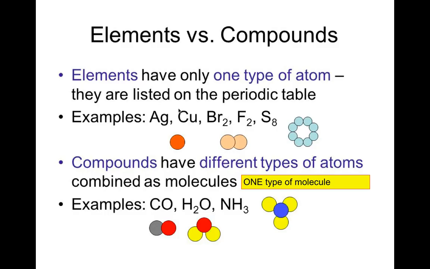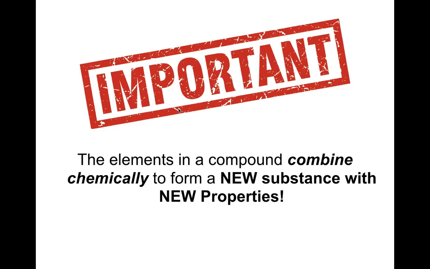Elements are called elements because they're made up of one type of atom. If I have a brick of gold, that brick of gold contains only gold atoms. Compounds are made up of one type of molecule. So even though it's two or more types of elements, something's happened that they've combined chemically, and it's one type of molecule that makes up that compound. So let's look at an example together.